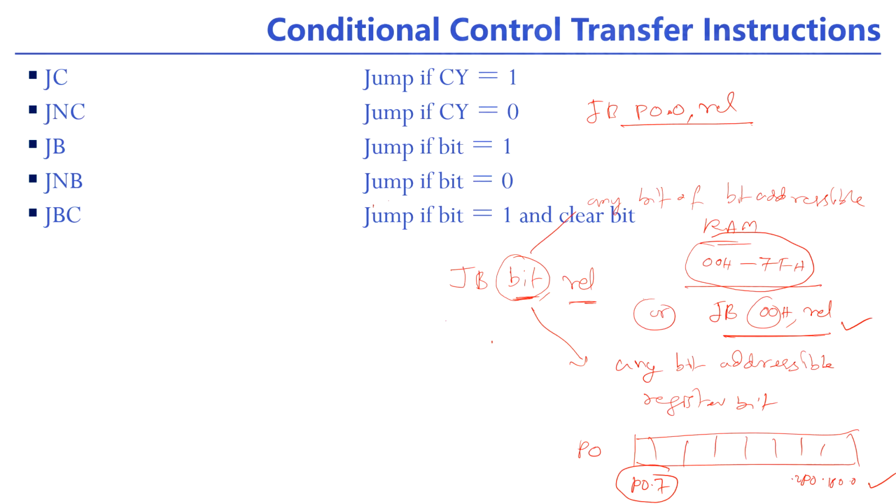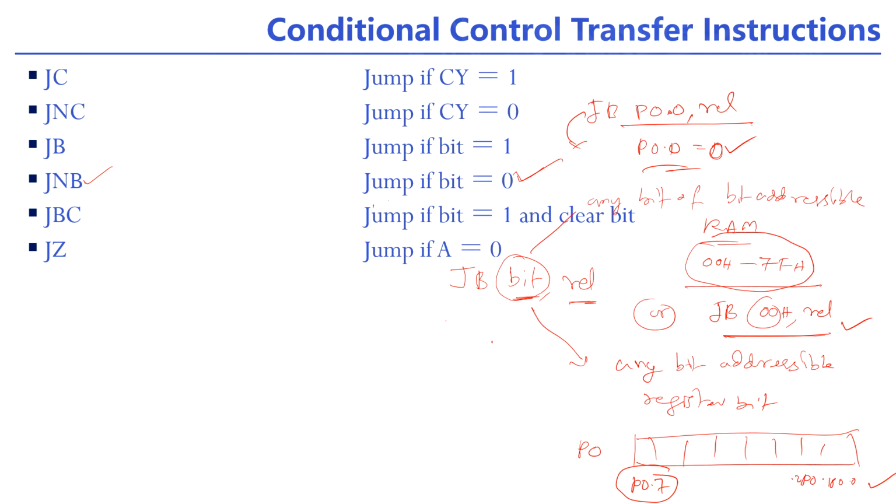So this is about JB. The operation is the same: if the bit is equal to 1, in this case if port 0.0 is equal to 1, the condition is satisfied. Otherwise, the next instruction will be executed. Then jump if no bit is also available, where the condition is that the bit is 0.